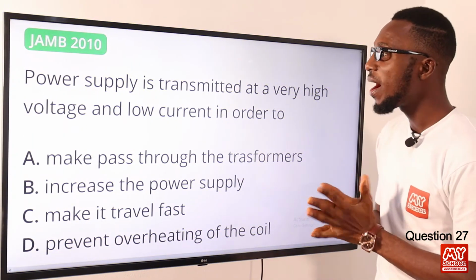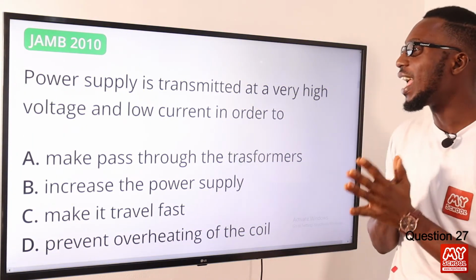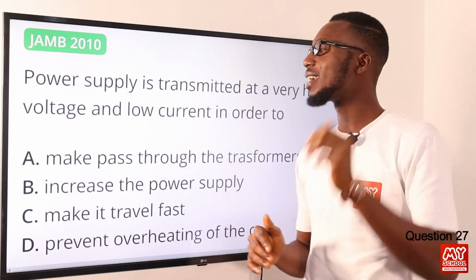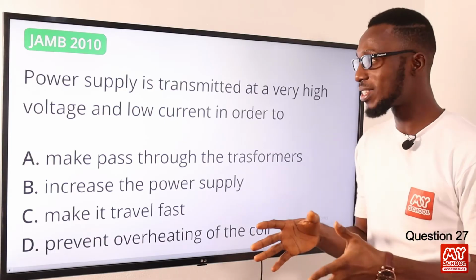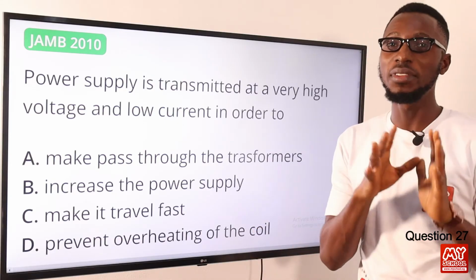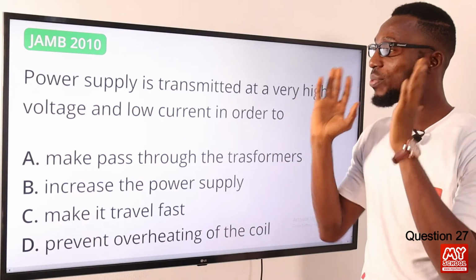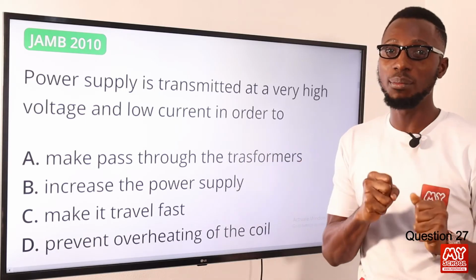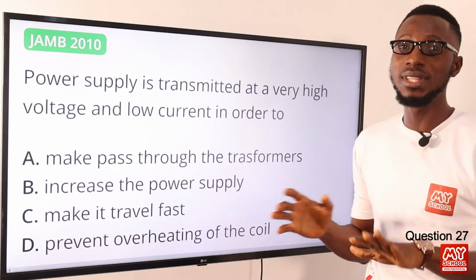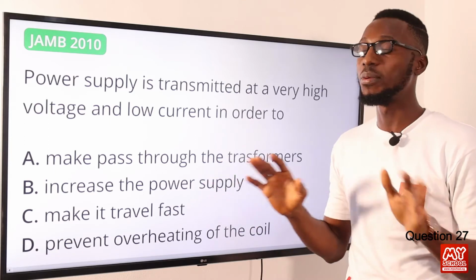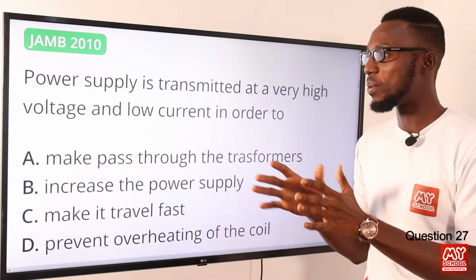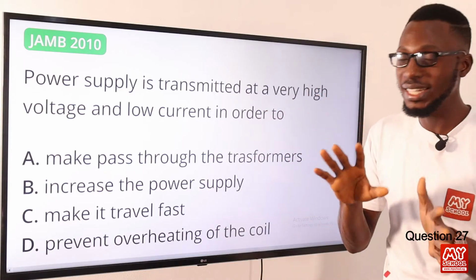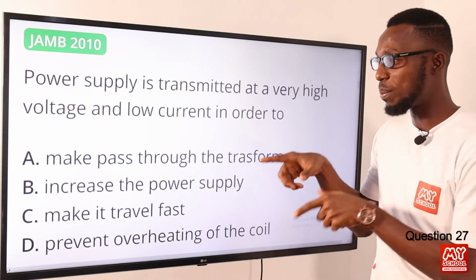27. Power supply is transmitted at a very high voltage and low current in order to do what? In order to reduce power loss, or energy loss in the form of heat. This is due to the electrical resistance of the power cables being used, and this concept can be well described as the high tension transmission.